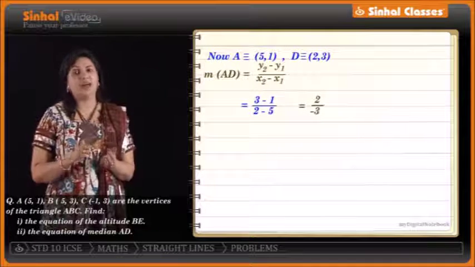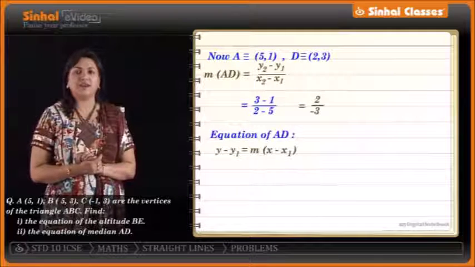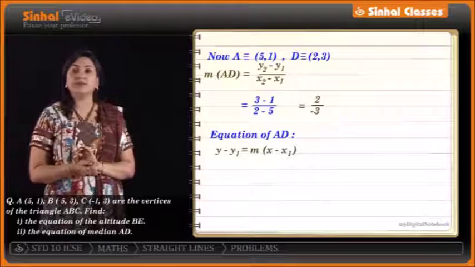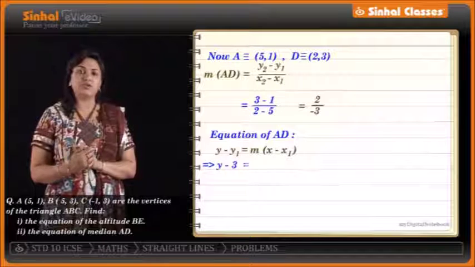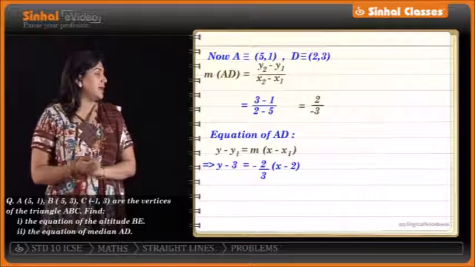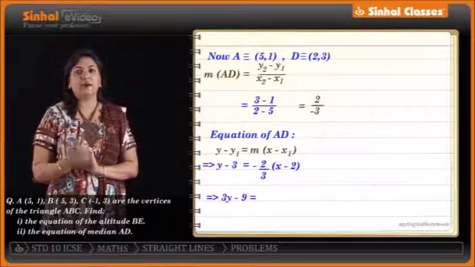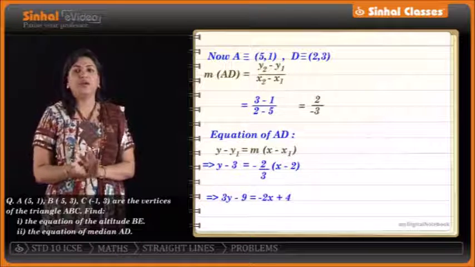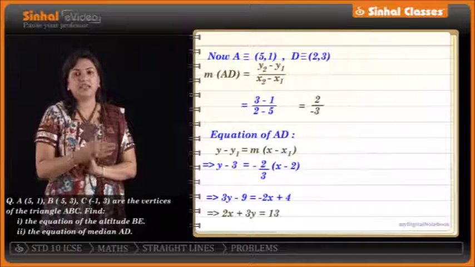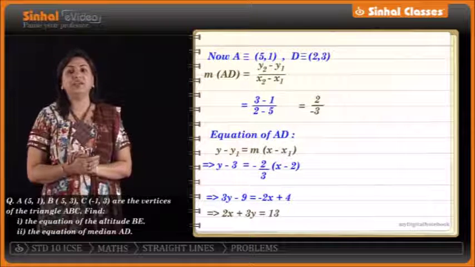Now we know the slope and a point, so equation of AD will be y minus y1 is equal to m into x minus x1. That is y minus 3 is equal to minus 2 upon 3 into x minus 2. Now cross multiply, 3y minus 9 equals, open the brackets, minus 2x plus 4. Take x and y's on one side. 2x plus 3y is equal to 13. So this is the equation of the median AD.